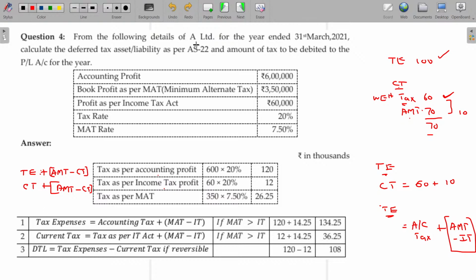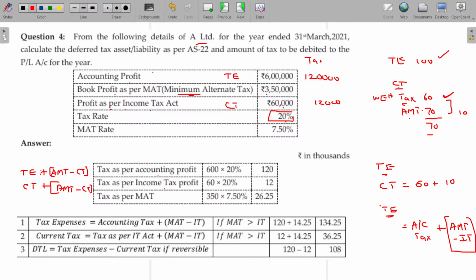From the following details of A Limited for the year ended, calculate the deferred tax assets and liabilities. Accounting profit 6 lakhs, book profit for minimum alternative tax being 3.5 lakhs, profit as per the income tax being 60. Now tax you have to calculate. For the accounting profit, if you calculate the tax at 20%, 1,20,000 will be the tax expenses. For the profit as per the income tax purpose, you have to pay 20%, means 12,000 should be payable. Usually you compare these two only, no? This is tax expenses. This will be current tax.